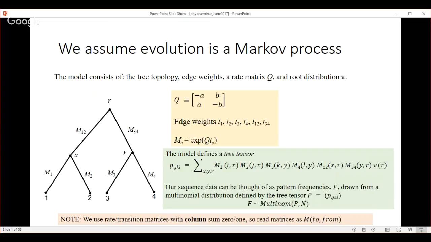One little note: Jeremy and Peter are escaped, or maybe in Peter's case not very escaped, theoretical physicists, and they really like to have their rate and transition matrices have column sum 0 and 1 respectively. So if you see a matrix in this talk, it's to-from instead of from-to. Likewise in the paper, so keep that in mind.